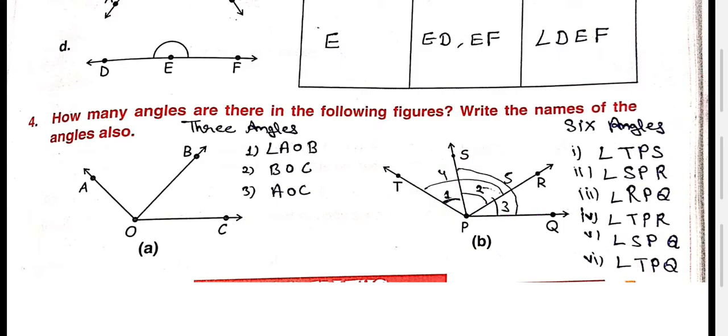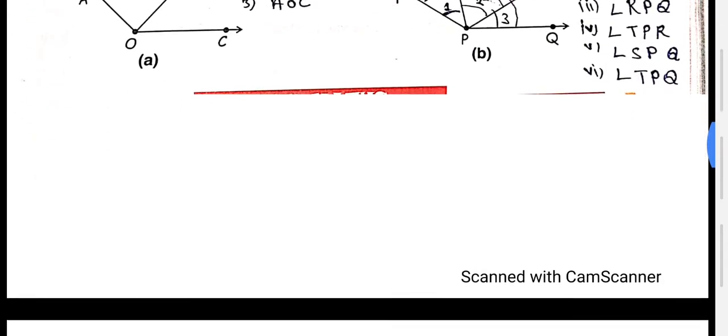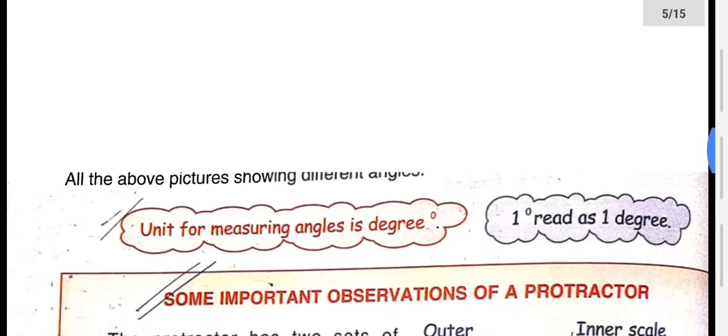What are the names? The name of the first angle is TPS. Second one is SPR. Third one is RPQ. Three angles written here, and the fourth one is TPR because we combine two now. Next one is SPQ. And what is the last one? The last one is TPQ. It is a complete angle. So there are 6 angles. We have to write their names also. Finally you have completed your exercise.